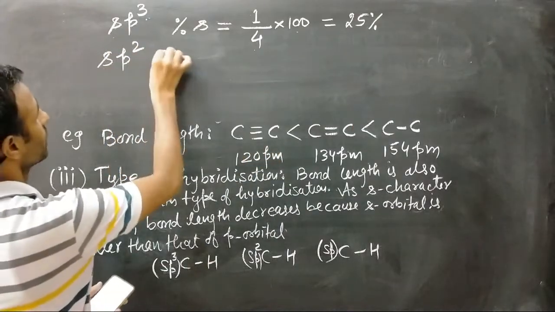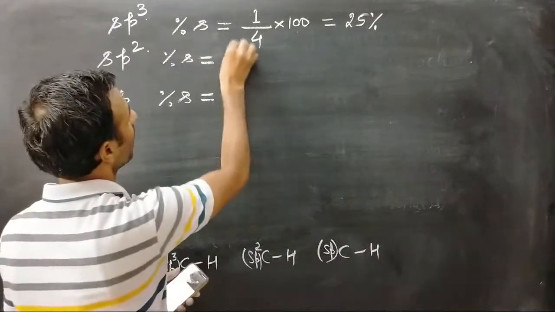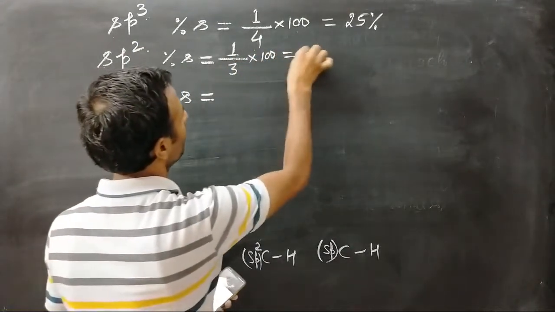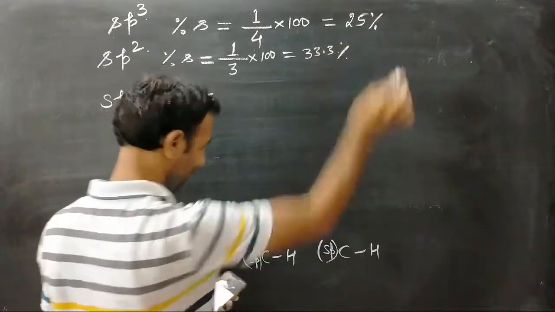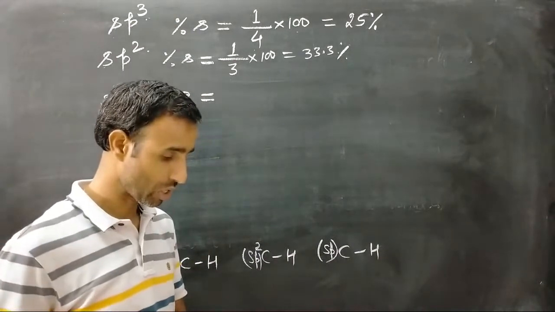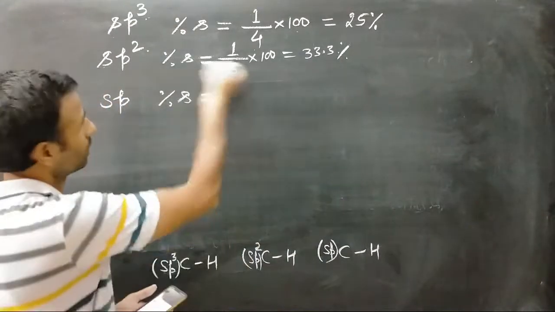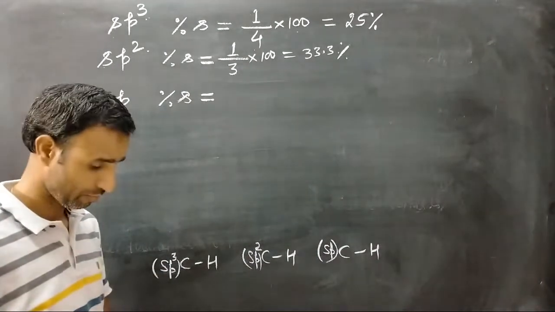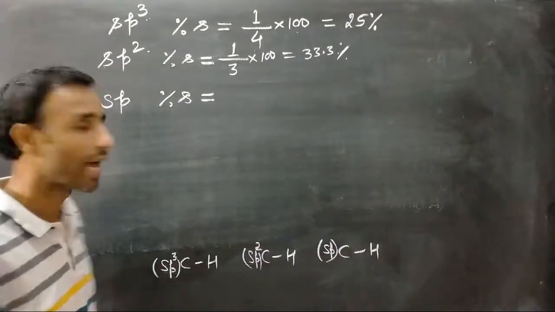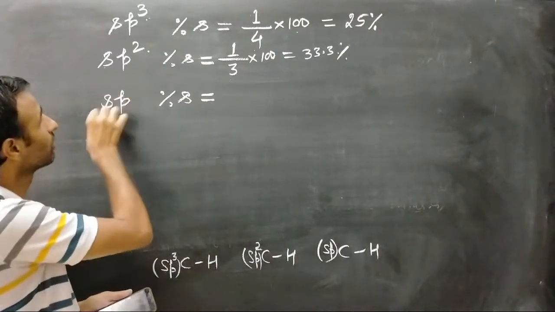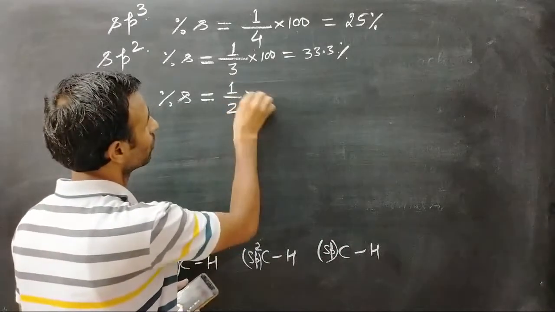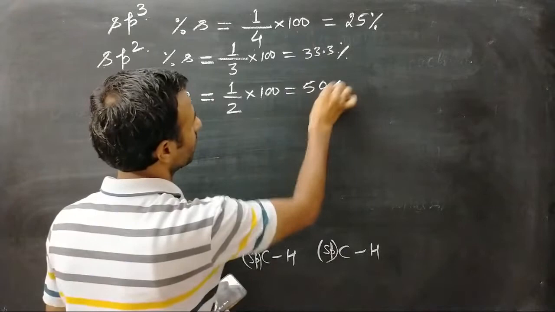sp2. What is the percentage of s character? sp2, 1s and total 3. So it is 33.33%. Good, Sakshi, Namita, Ralam, Abhay. What about the others? Now understood? How do we calculate? Even if you don't know earlier, it is simple. sp means 1s, 1p. Total 2. Out of 2, 1 is s. So 50%.